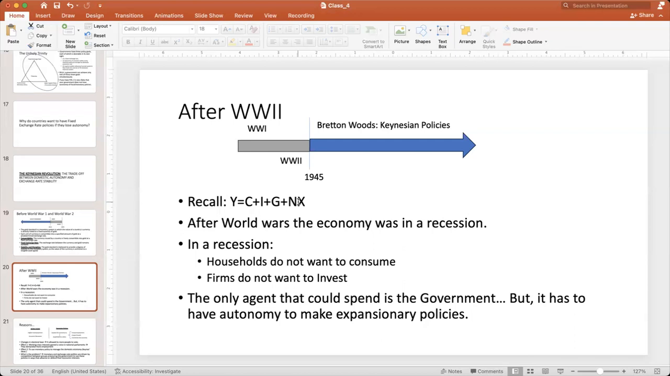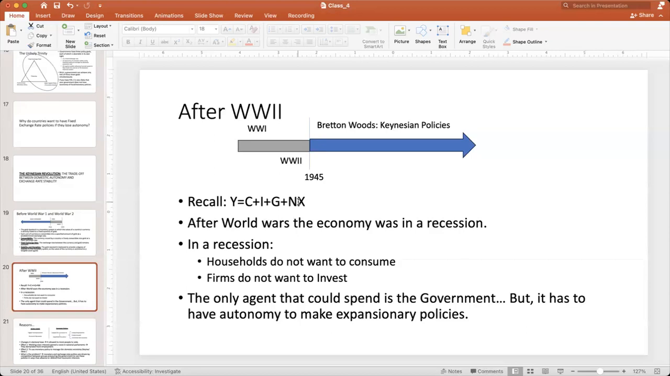Keynes, who was a very important economist, proposed that the only agent that could spend in a recession is the government. Why? Because it is the only actor that has the autonomy to make expansionary policies, to influence the economy, to intervene in the economy. Even a broken window could create employment.